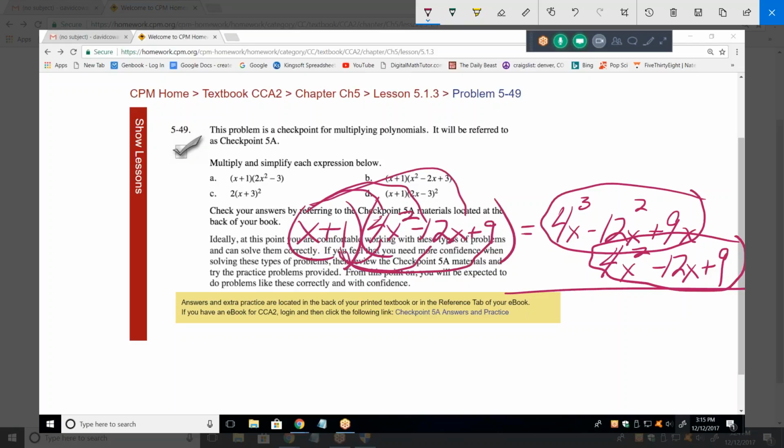So you'd get 4x cubed minus 8x squared minus 3x plus 9. Okay. That's simplified in proper order. Everything we need.